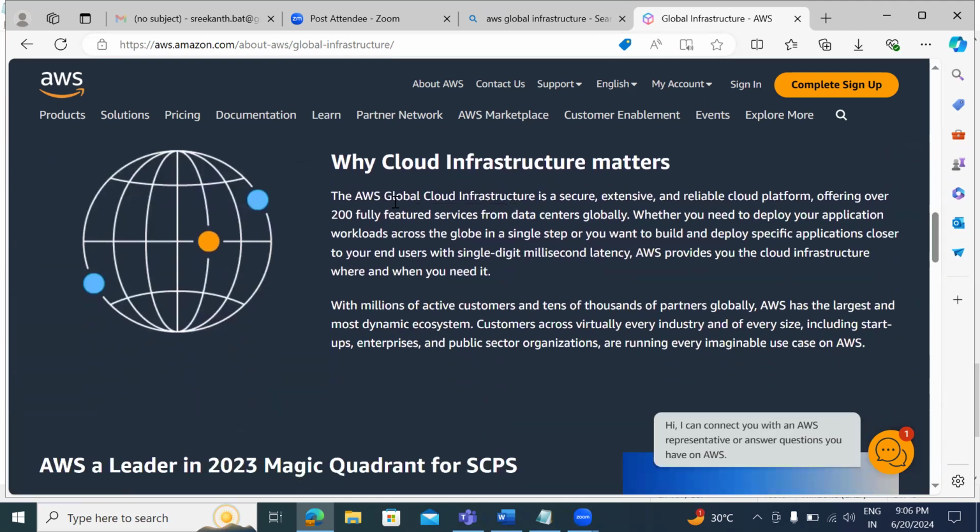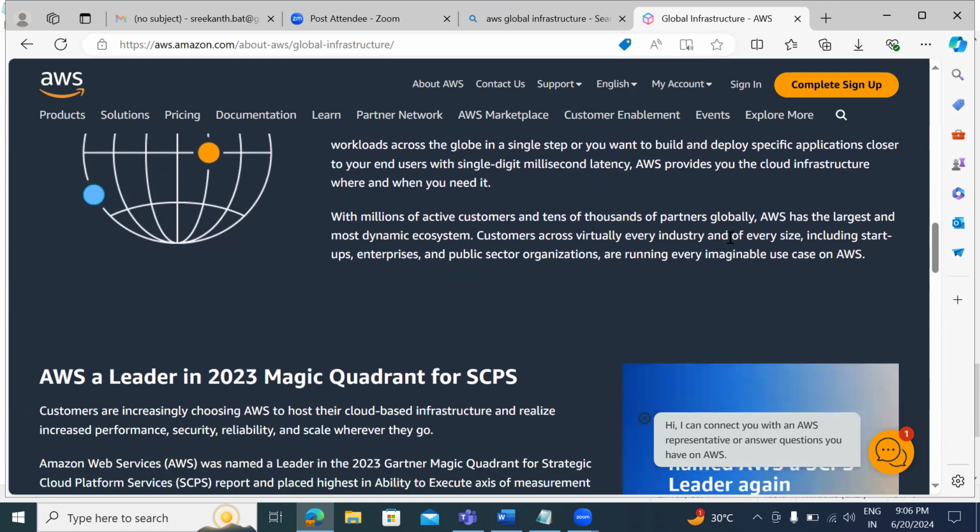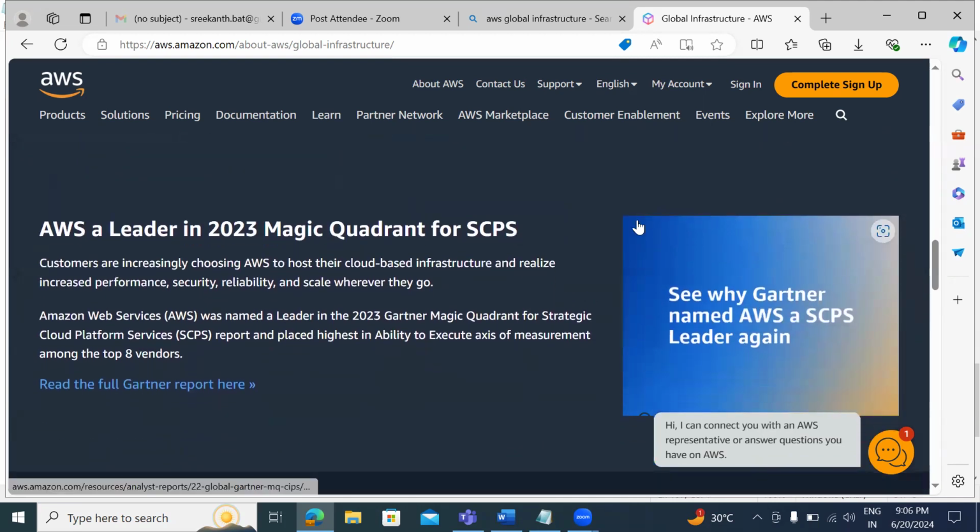Okay, so now the AWS infrastructure is a secure, extensive, reliable cloud platform, and more than 230 plus services are there. And in Gartner, AWS is a leader, continuously for mostly 5 years or 10 years. Gartner's ranking is from the data center side, for cloud platform services.